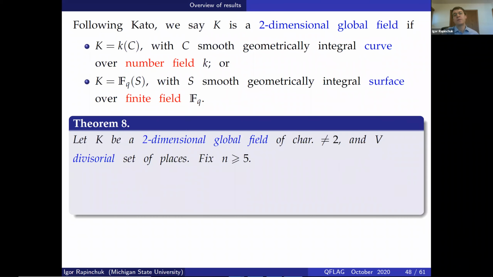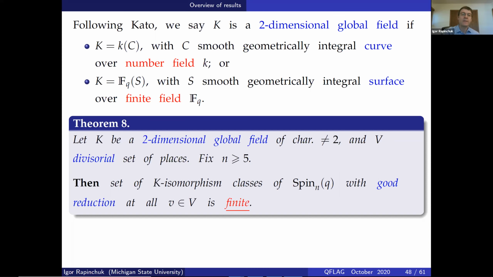We've been able to prove quite a number of results over so-called two-dimensional global fields. So these are either function fields of curves over number fields or function fields of surfaces over finite fields. And one result that I'd like to mention concerns the main conjecture for spinor groups over such fields. Namely, we've shown that if n is greater than or equal to 5, then for spinor groups of quadratic forms in n variables over such fields, there are only finitely many isomorphism classes which have good reduction at all v.